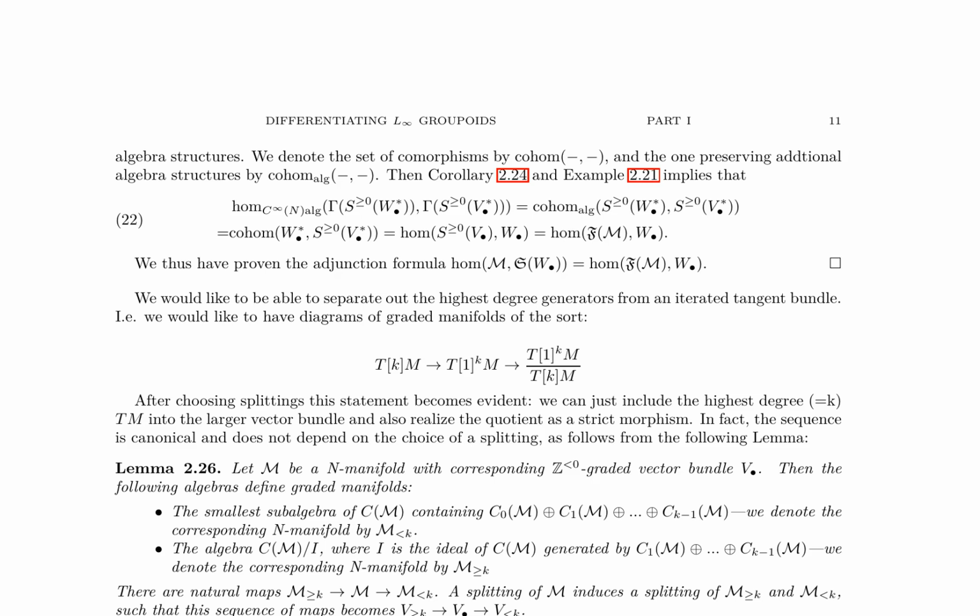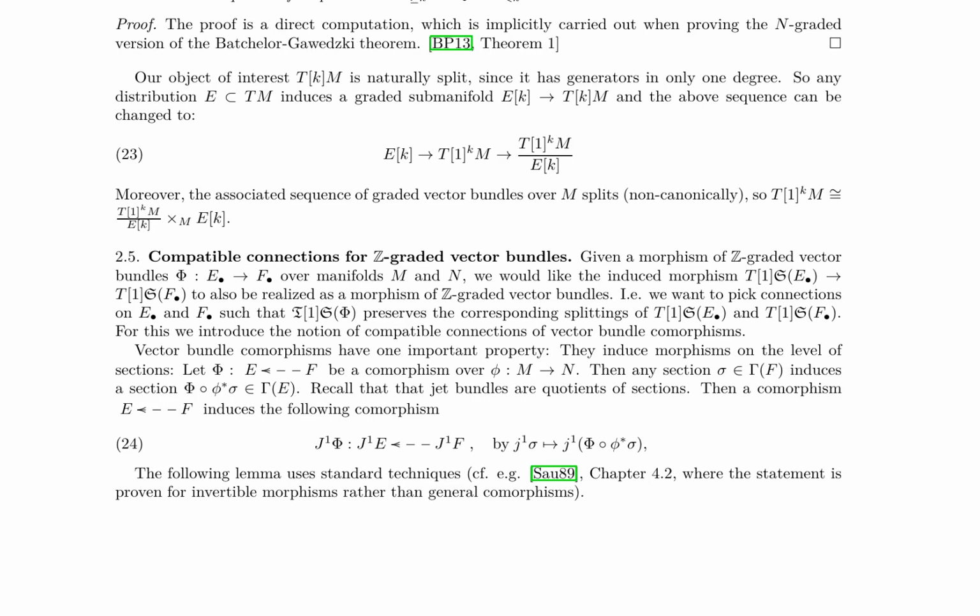The authors then apply this lemma to the object of interest, T^K M, which is naturally split since it has generators in only one degree. This leads to a sequence of maps, E^K → T^1 kM → T^1 kM, where E^K is a graded submanifold induced by a distribution E subset of TM. The associated sequence of graded vector bundles over M splits non-canonically, resulting in T^1 kM approximately equal to T^1 kM direct sum E^K times over M E^K.